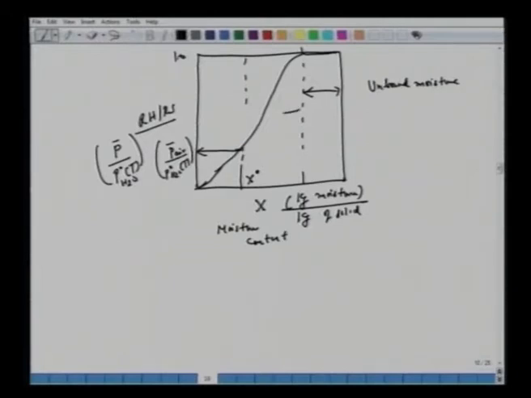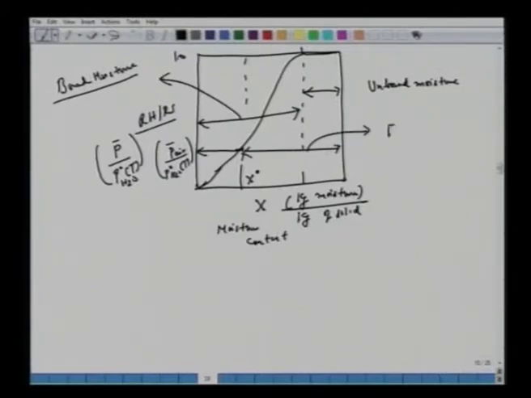And anything below this is bound moisture. Of course, not all bound moisture can be removed or is free for removal. That means this quantity here is free moisture, x minus x star. All right, so these are the important things we have marked here. This is the very first graph which we need to understand in these drying operations.